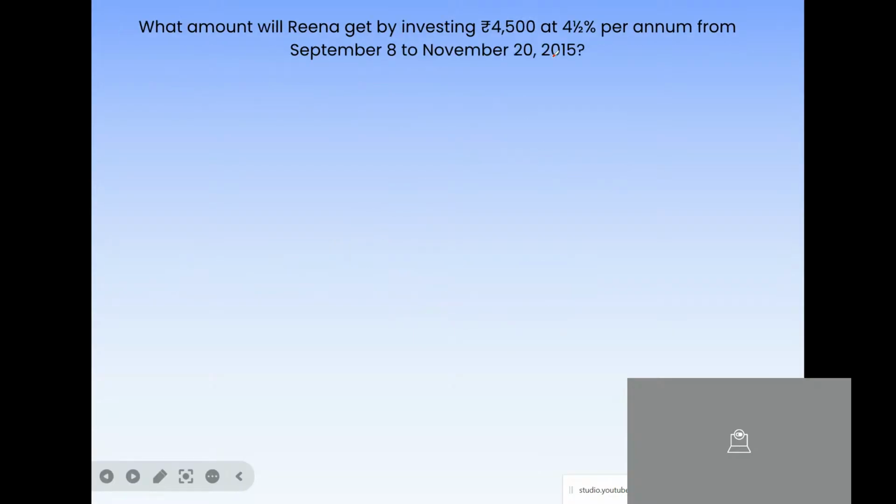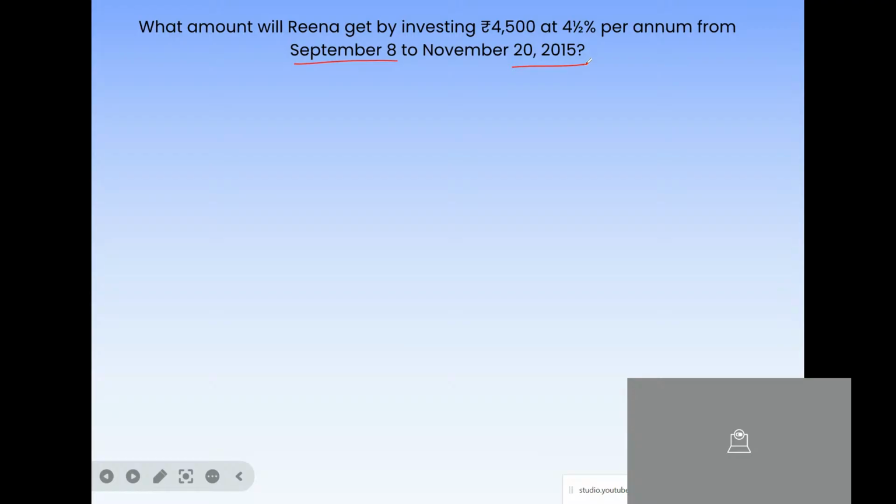Okay, next question. Now, in this question, instead of getting number of days, you are given a time period. Everything else is the same, the principal is there, the rate is there, but the number of days is not there. Instead, you have got the dates. So, how to calculate the number of days from the dates quickly?